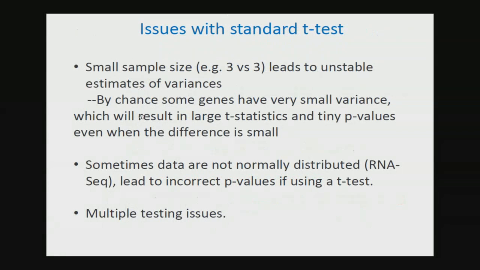Then that would result in a large t-statistic and a very significant p-value. But in reality, if you look at the fold change, it's almost like 1, right? The ratio, the fold change. And then also sometimes data are not normally distributed, for example, RNA-seq. So if we use a t-test, that's not correct. The p-value is not correct if we use a t-test. And also there's a multiple testing issue.